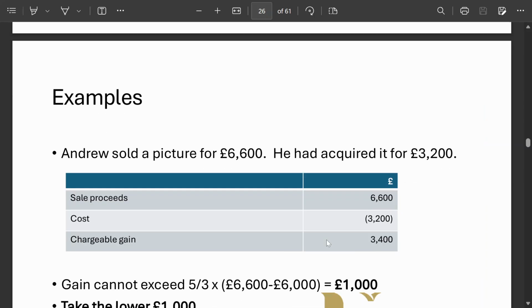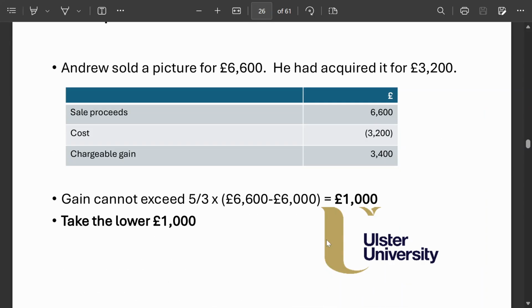So let's see some examples here. Okay, so he bought a painting for 3.2 and sold it for 6.6.